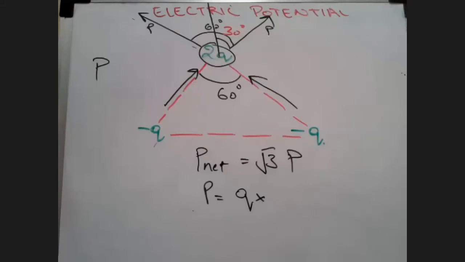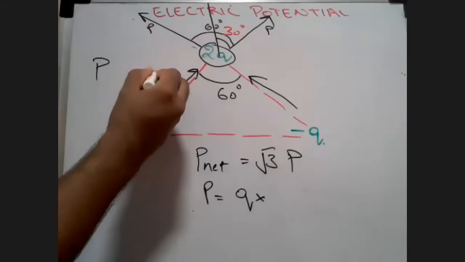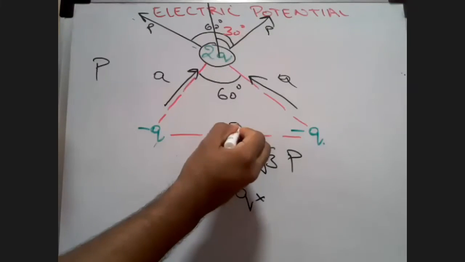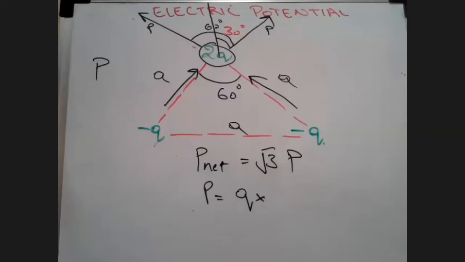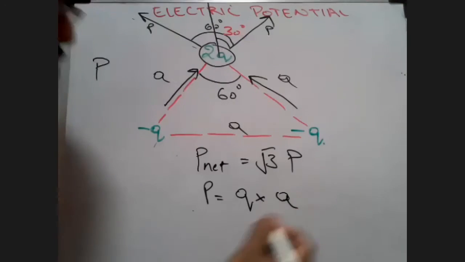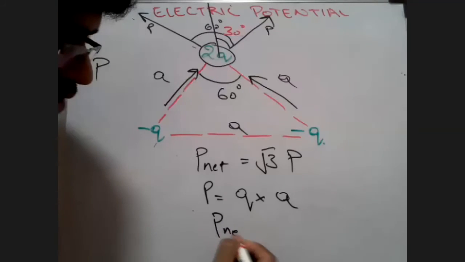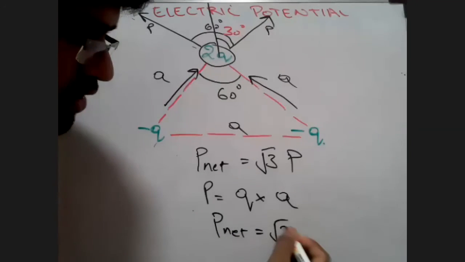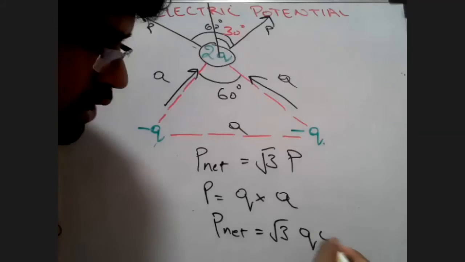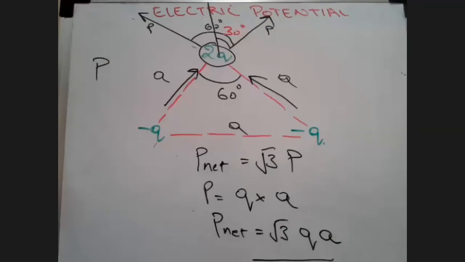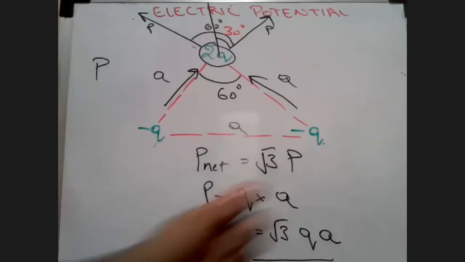What is the distance of the dipole moment? That I didn't say, no? I'm sorry. Let's consider this to be a. In this case, what will be the distance? Q into a. So if p is equal to Q into a, I will just write p net is equal to root 3 Q a. This is the net dipole moment on 2Q due to minus Q and minus Q.